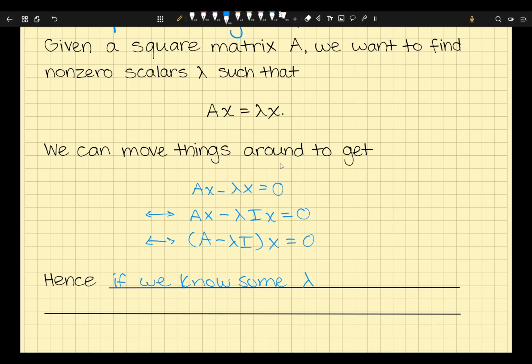We can solve for all of the x's as the null space of A minus lambda I. So if we know some scale factor that makes this equation true, then it's not hard to find these vectors, because we already know how to compute the null space.